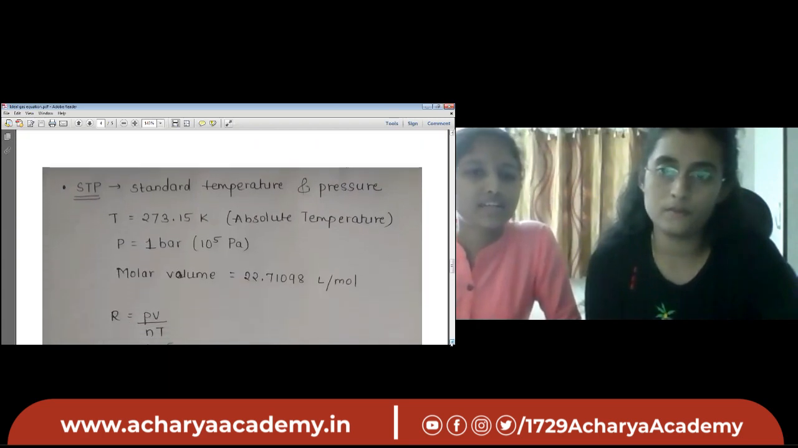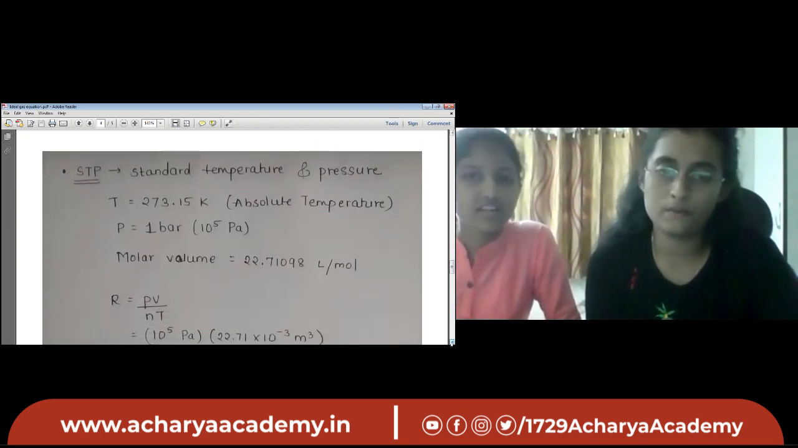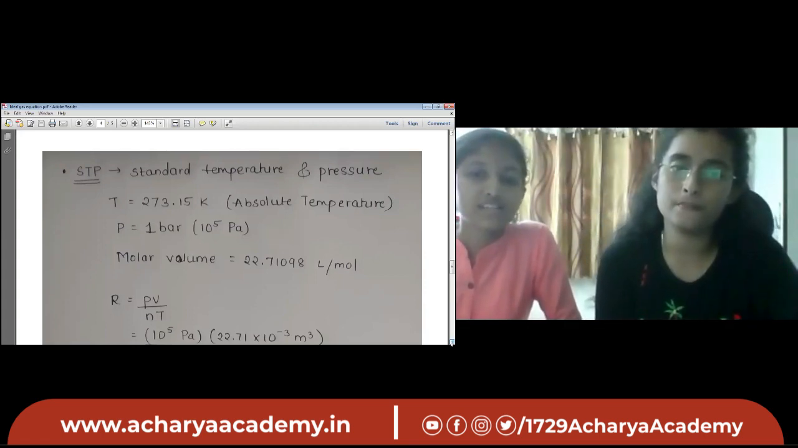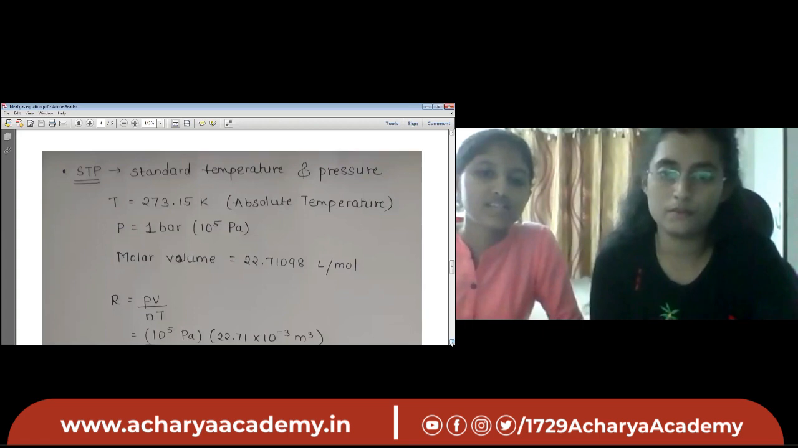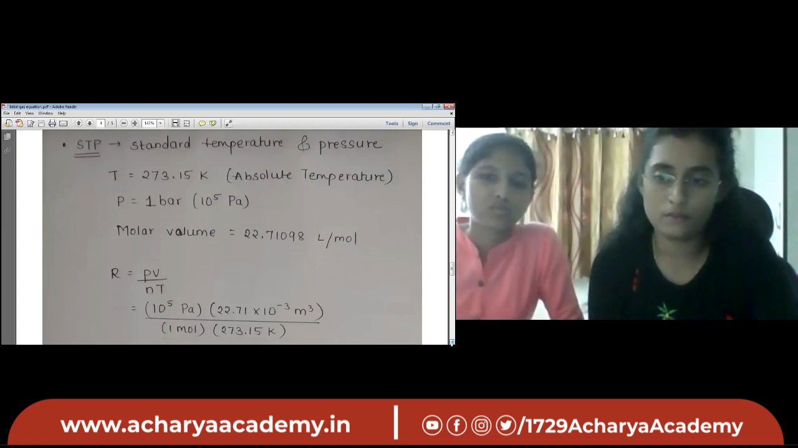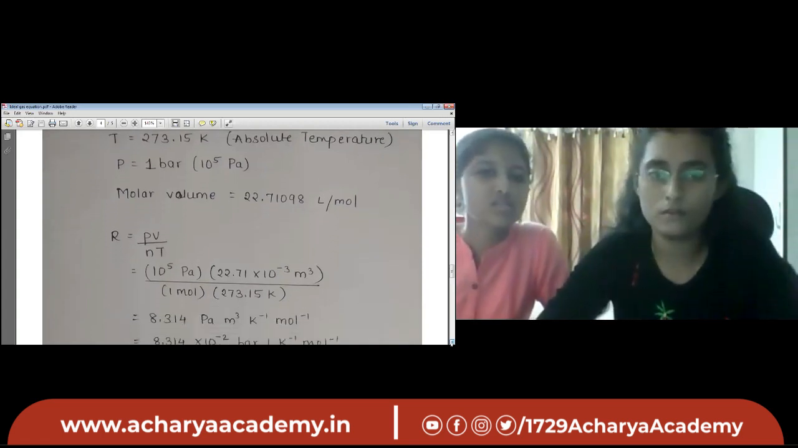Now, standard temperature and pressure. This is the standard condition that is maintained. Temperature, that is absolute temperature, the term I mentioned earlier, is 273.15 Kelvin. Standard pressure is 1 bar, that is 10 raised to 5 Pascal. By keeping temperature and pressure values, we get molar volume, that is 22.71098 liter per mole. So these are the standard values which we can use.